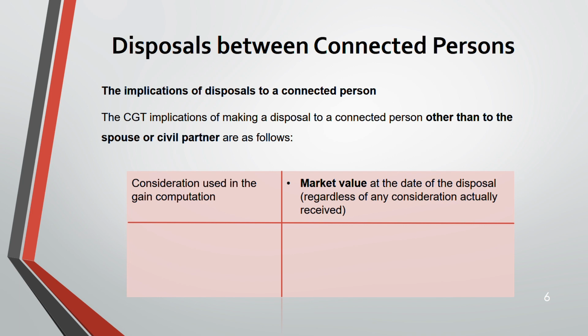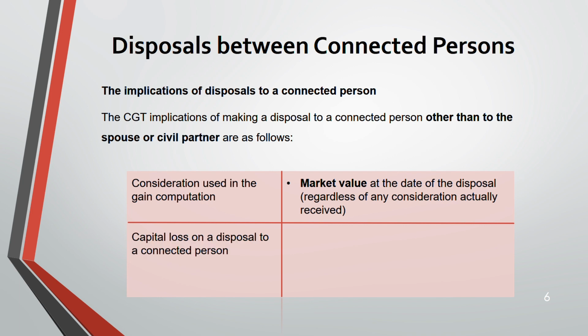In my lecture 8, I taught you that to calculate capital gains tax, the gain, you have to start with the consideration. What consideration you use depends on the condition. Here, they are saying if it is a connected person other than spouse, consideration is equal to market value at the date of the disposal. It does not matter what consideration you have actually received. You might receive less or more, but it is market value at the date of disposal.